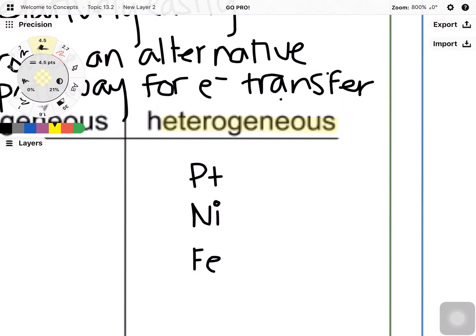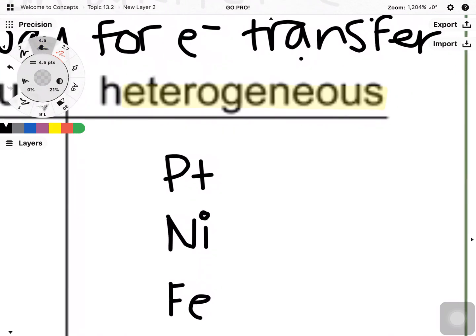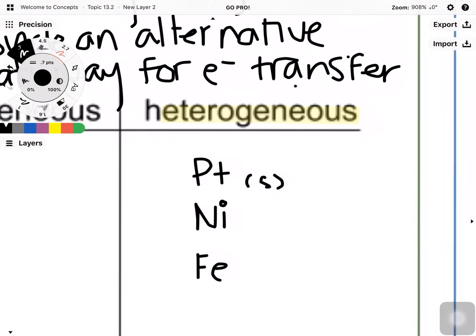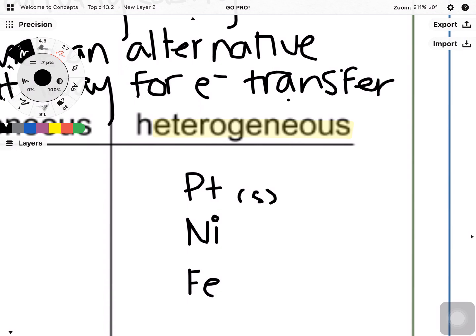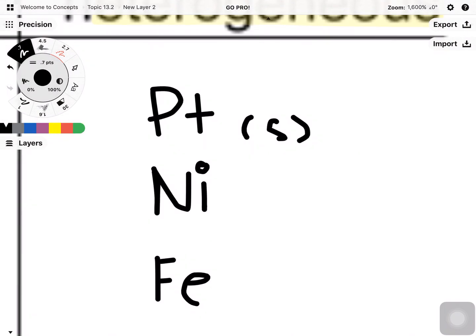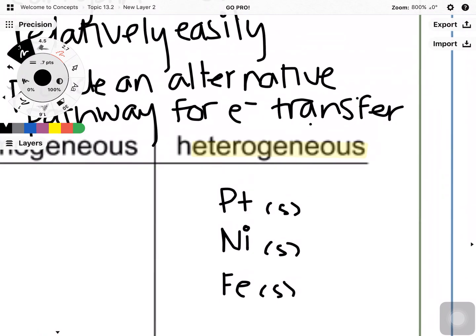That's when the state of our catalyst, so all of these are solid, is different from the state of the reactants. So for the example in the car, platinum is a solid. The reactants that it's helping form products are both gases. Okay, so that's what we mean by heterogeneous catalysts, and usually transition metals are heterogeneous.